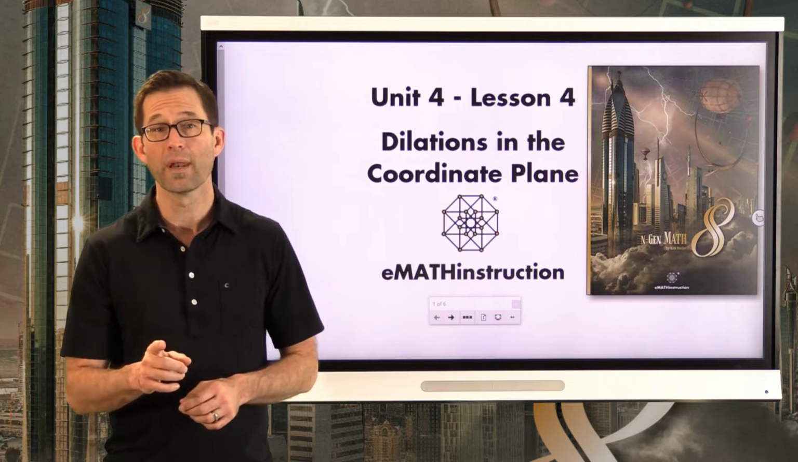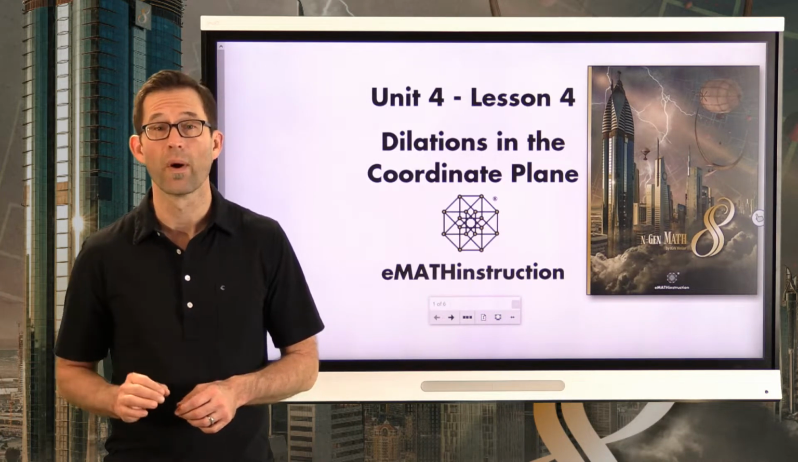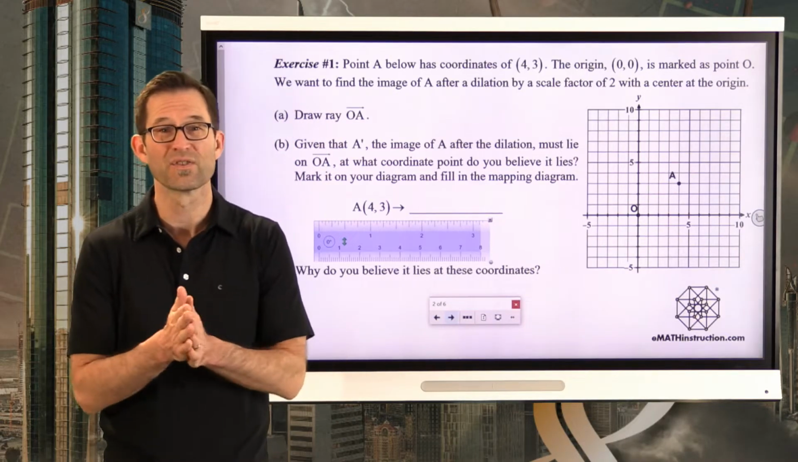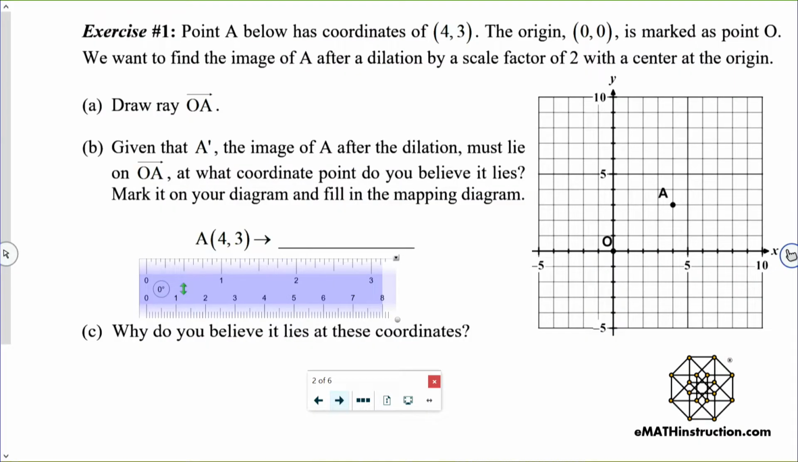Make sure you have a straight edge for this because you're going to need it for quite a few of the problems. All right, here we go. Let's start in exercise number 1. Point A below has coordinates of 4, 3. The origin, 0, 0, is marked as point O.